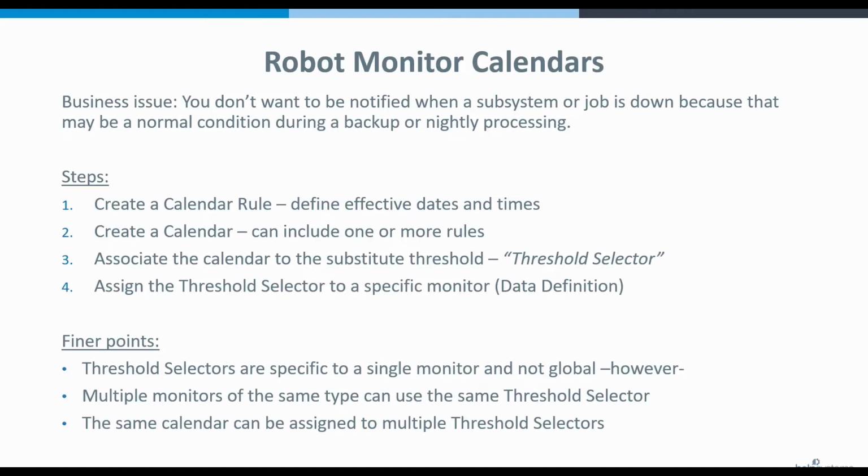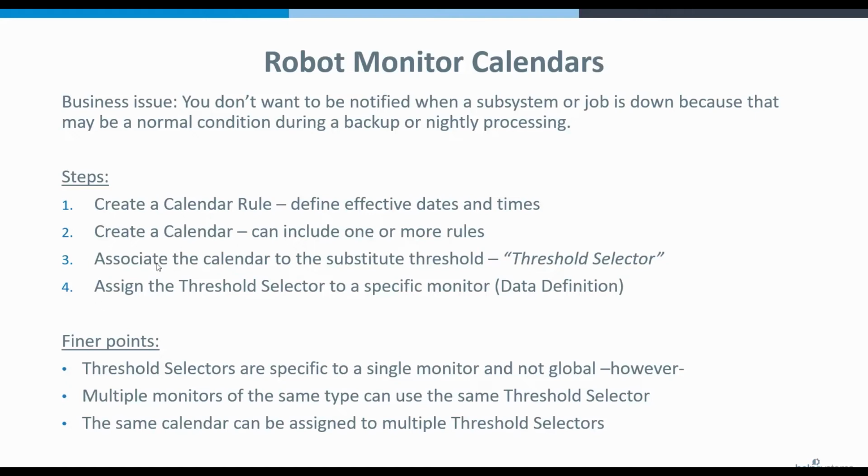For instance, maybe the subsystem goes down because of a nightly backup, or maybe a certain job ends on your system because you're doing nightly processing. The steps involved in creating a calendar is, first of all, to create a calendar rule. The calendar rule defines the effective days and times that the calendar will apply. That rule or rules can then be assigned to a calendar.